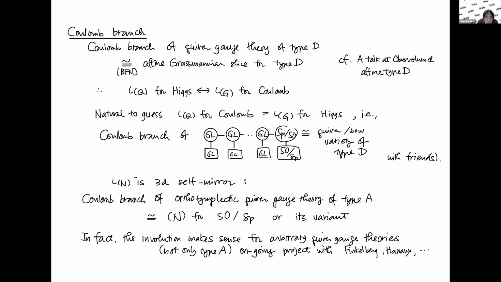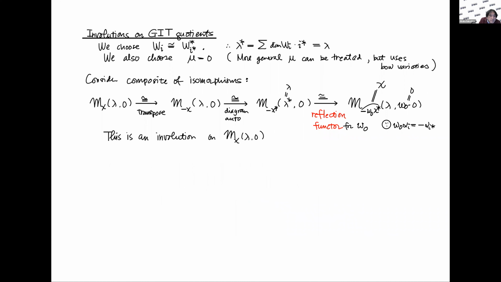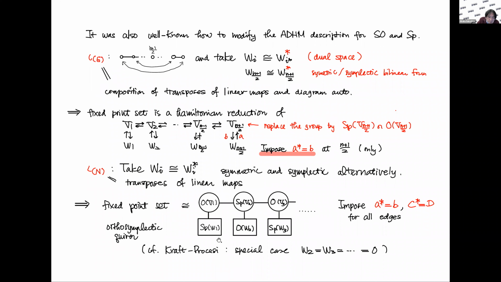But in fact, this orthosymplectic quiver gauge theory doesn't make sense only for type A. If you consider this kind of quiver, the only condition is that symplectic and orthogonal groups appear alternatingly. So you don't need to assume the original quiver to be of type A. You can consider, for example, a type D quiver, and put them in alternating order. The maybe exceptional case is if you consider the affine type A Dynkin diagram, then to be alternating the number of vertices must be even, but this is a mild condition.